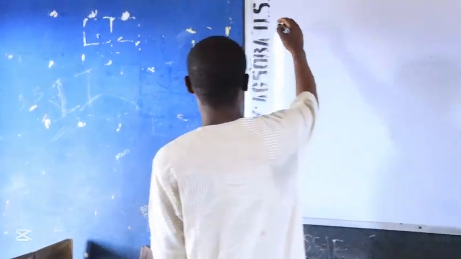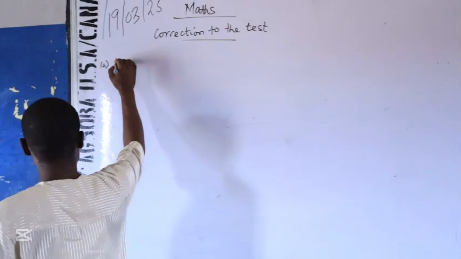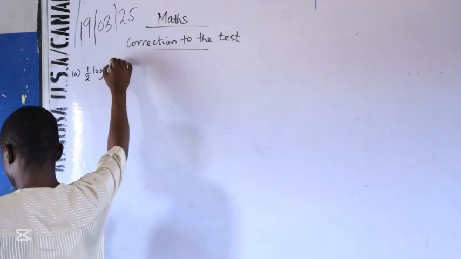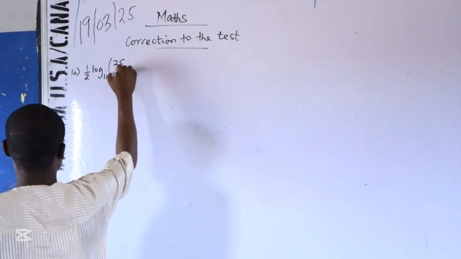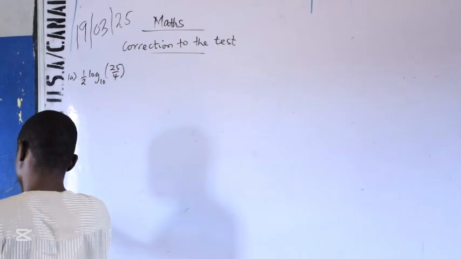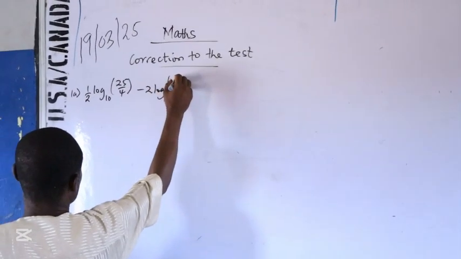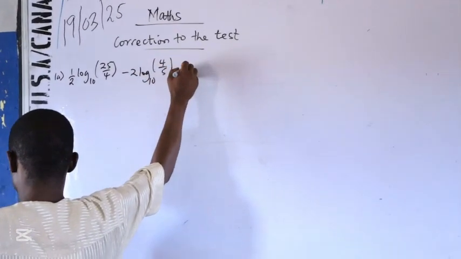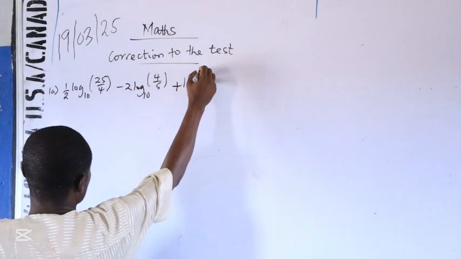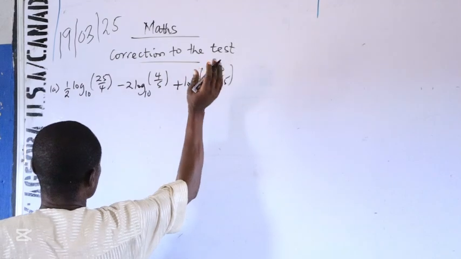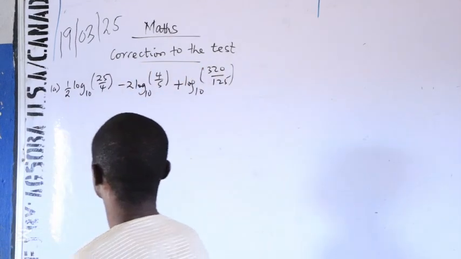1 over 2 log base 10, 25 over 4, minus 2 log 4 over 5, plus log 3 over 20 all over 125. Please listen to this correction.